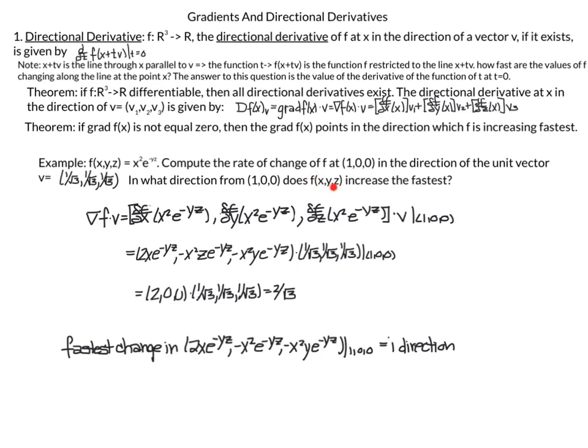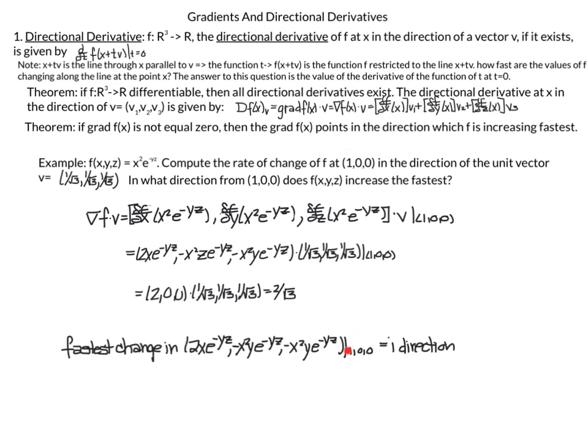In other words, where f of x, y, z increases the fastest is the gradient, which we had calculated here: 2x e to the minus yz, minus x squared e to the minus yz, and minus x squared y e to the minus yz. And the gradient at this point that we're standing at, (1, 0, 0), because of course, if you're on a hill, how steep it can be depends on where you're standing, so you have to give it a point.